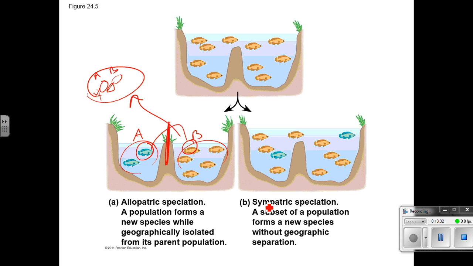So here's the example of sympatric speciation. They're still together, but somehow they're still forming two separate species. Maybe they're utilizing a resource differently. Maybe they're one sleeping at night and one sleeping during the day, so they're not coming in contact with each other, but they physically are together.